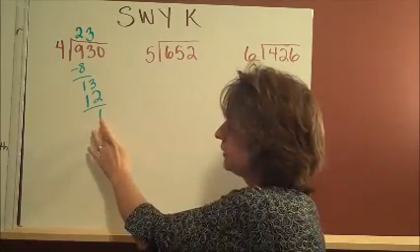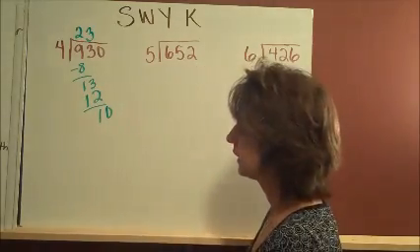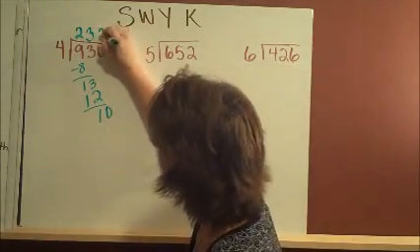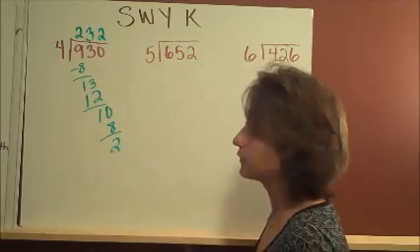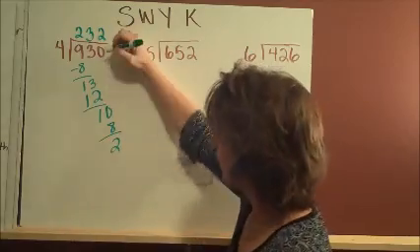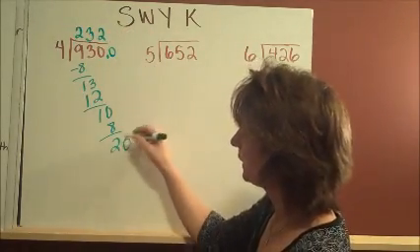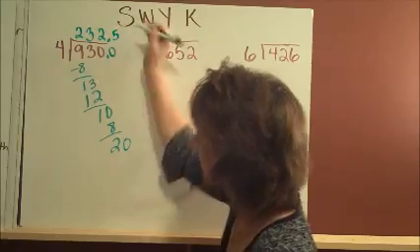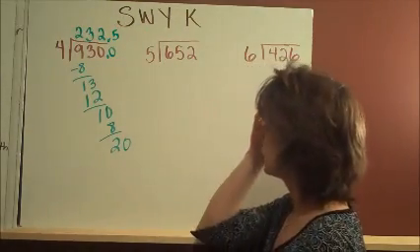Giving that 1 ten, I'm going to trade it for 10 ones. I'm going to give them each 2, and I have 2 ones left over. At this point, because I have ones left over, I'm going to trade them for tenths. And 20 tenths means each person gets 5 tenths. Let's look at the next one.